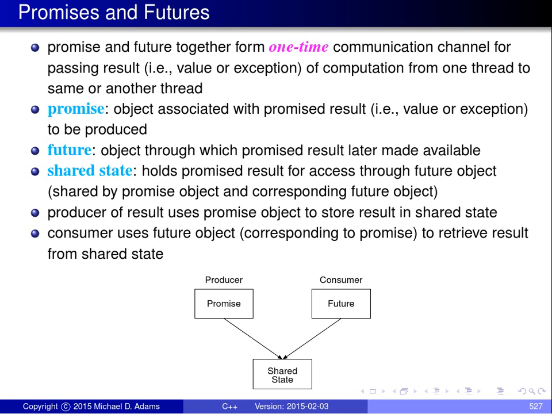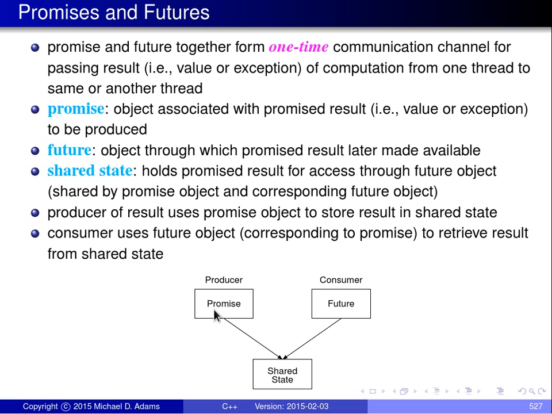And the basic idea is probably best expressed in terms of the figure at the bottom of the slide. So what we have is a producer thread, a thread that's producing some result, another thread which is consuming that result, and what we have is a picture like this. There's three different entities involved here. We have what's called a promise object, a future object, and then something called shared state.